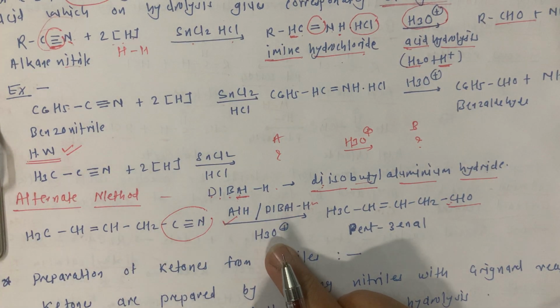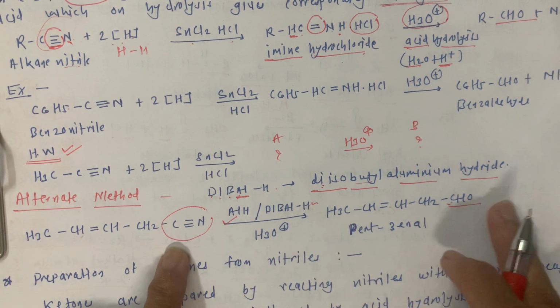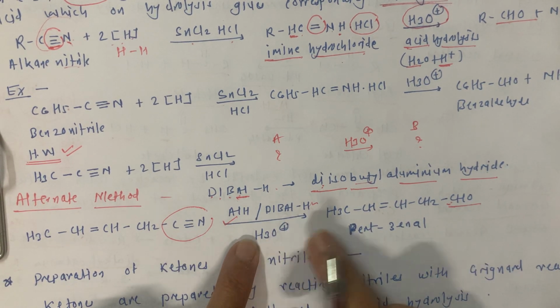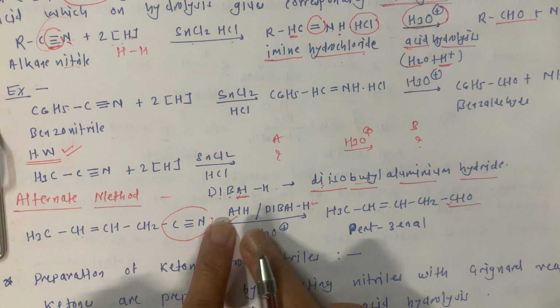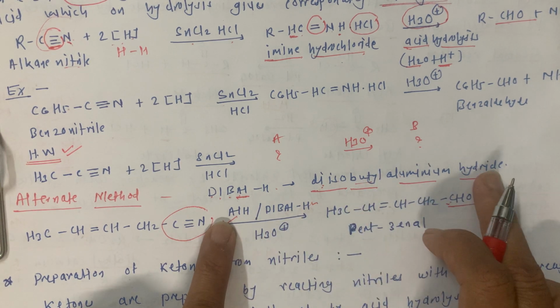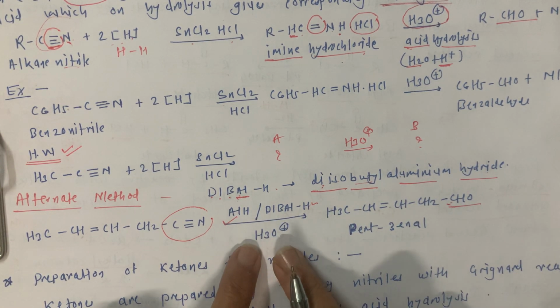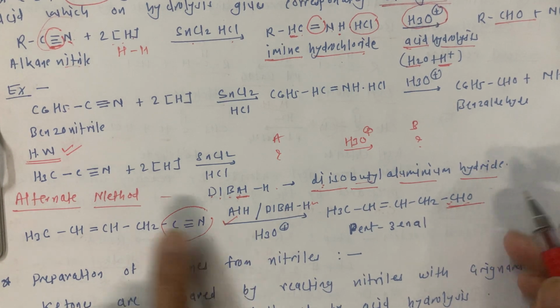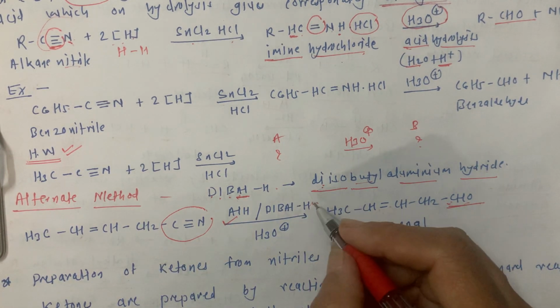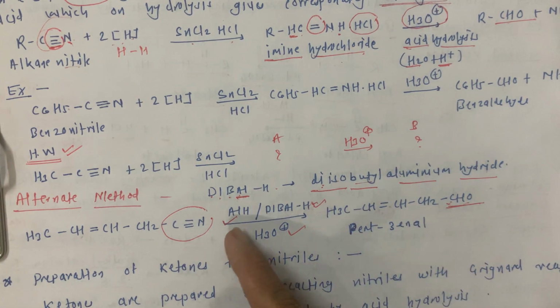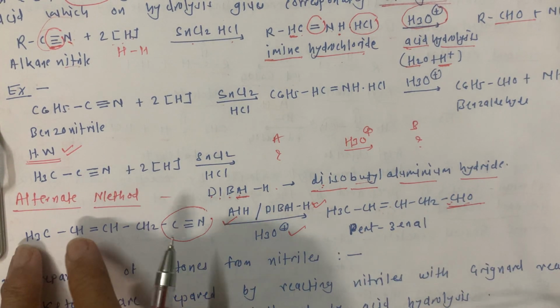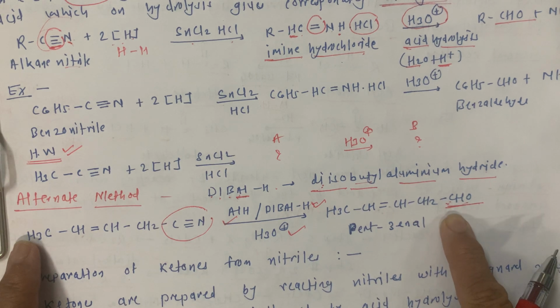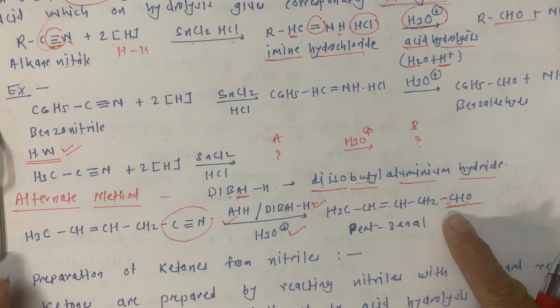For understanding, you have to write down the two steps over here. That means first the reaction with diisobutyl aluminum hydride, and then the reaction with H3O, you get this aldehyde. So for the shortcut, I wrote both the reagents on the same arrow and shown the reactant converted into product. This is one of the methods.